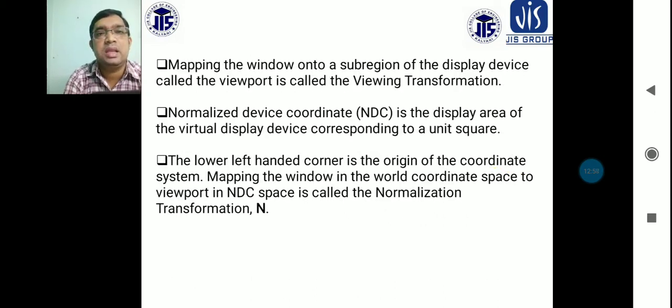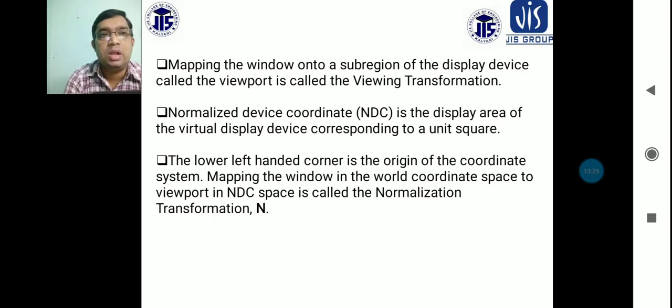Another thing here is mapping the window into a subregion of the display device called the viewport. This is called the viewing transformation. The normalized device coordinates, the NDC, is the display area of the virtual display device corresponding to a unit square.